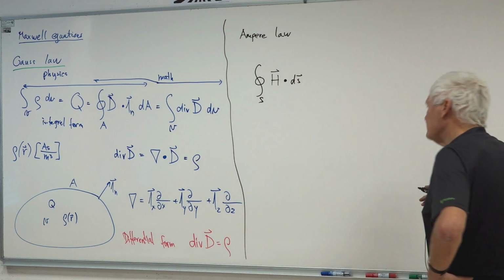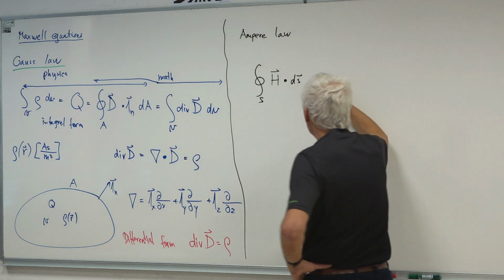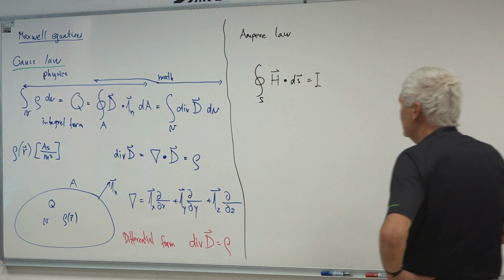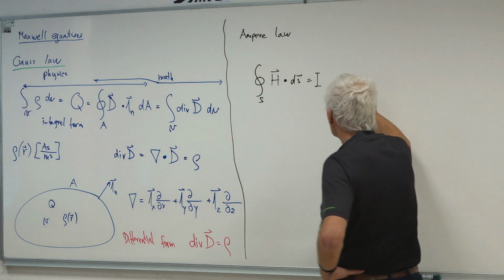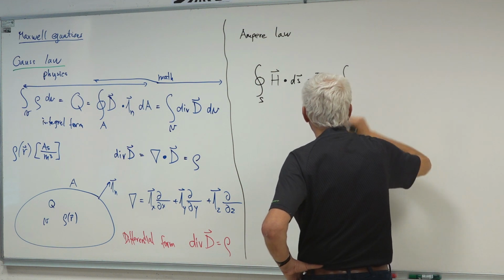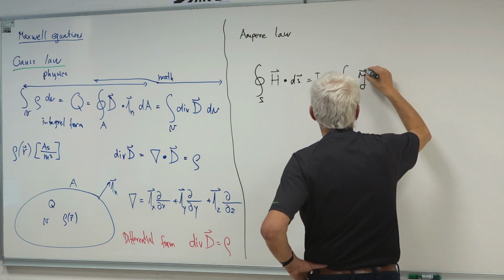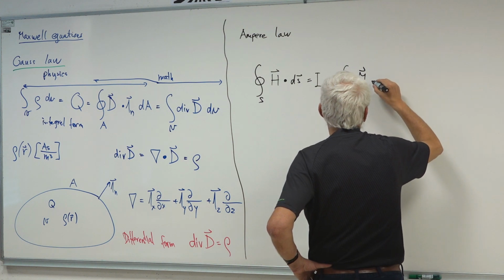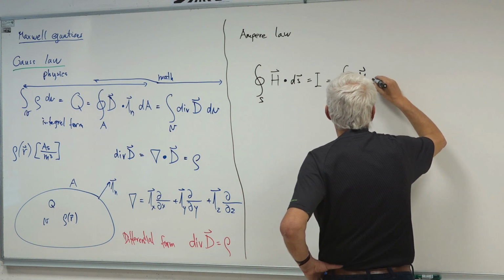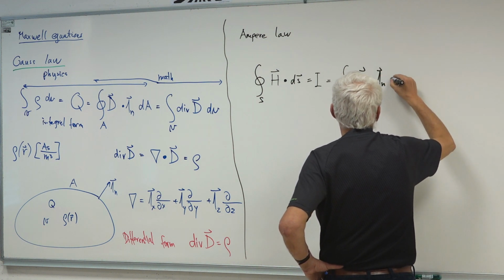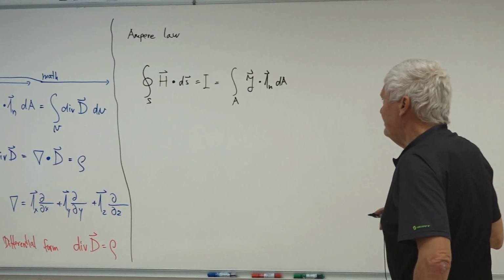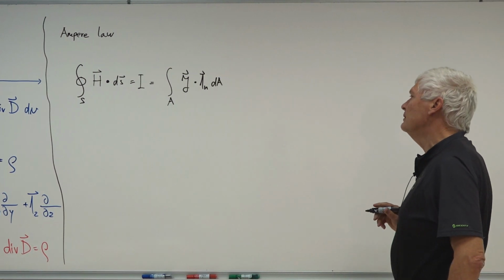it has to be a connected curve. This is actually equal to the current that flows through this loop. On the other side, the current is equal to the surface integral of the current density times the normal, dA. This is the Ampere law in integral form.